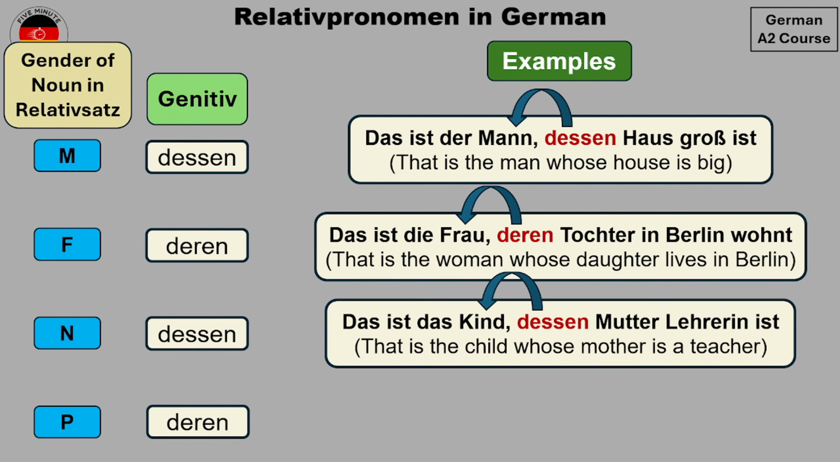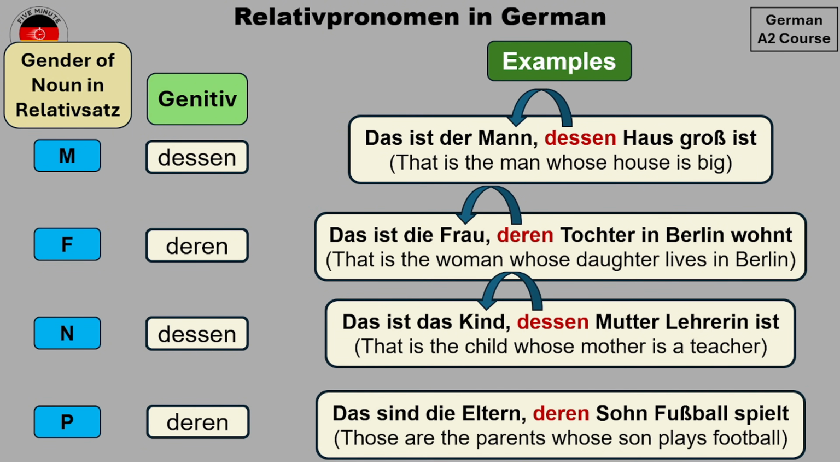to show belonging. And an example for the plural case will be, das sind die Eltern, deren Sohn Fußball spielt. Those are the parents whose son plays football. And you see that the relative pronoun deren over here refers to the Eltern. So you see that using the genitive relative pronoun is not so difficult, and it is simply used in place of whose. So if you have a relative sentence in English which contains whose or which shows possession or belonging, then you can use the relative pronouns in genitive.